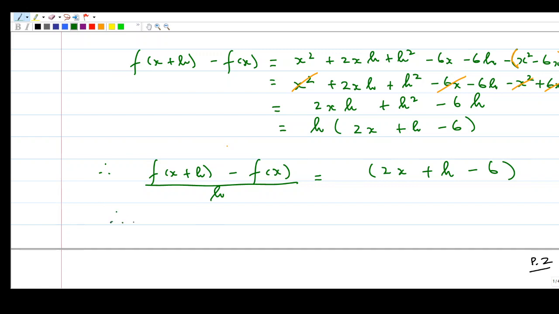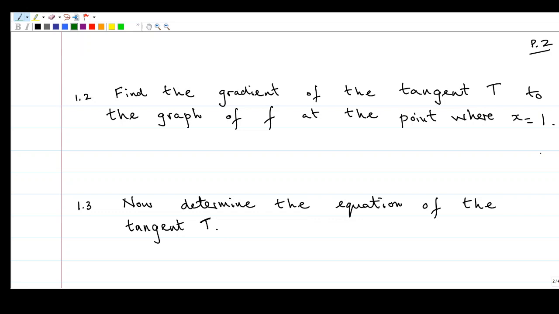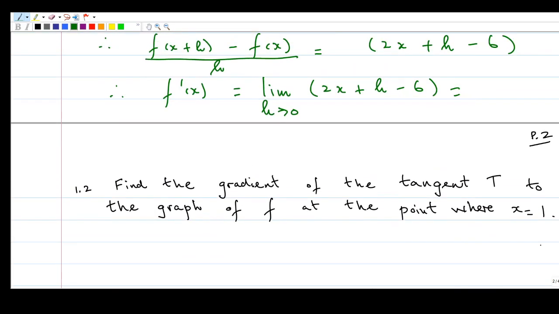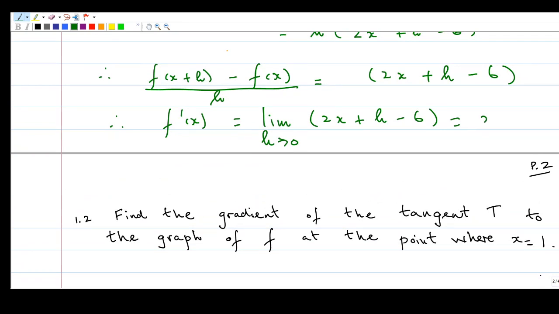So therefore, your f prime of x is equal to the limit as h approaches 0 of 2x plus h minus 6. And if you simplify, taking the limit as h approaches 0, you get 2x minus 6. Right, moving on to page 2.